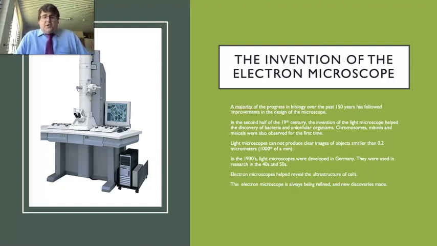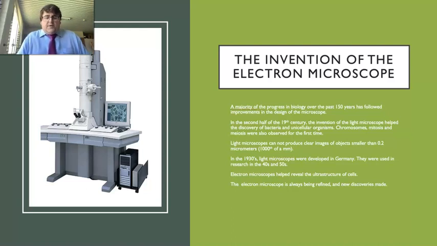The problem with light microscopes, of course, is they cannot produce a clear image of objects that are any smaller than 0.2 micrometers. Remembering that a micrometer is 1,000th of a millimeter, and a nanometer is 1,000th of a micrometer. So with light microscopes, anything smaller than 0.2 micrometers is really hard to see. In the 1930s, electron microscopes were developed in Germany, and they were used in the 40s and 50s. These helped a lot, improving the clarity and letting us see more detail.